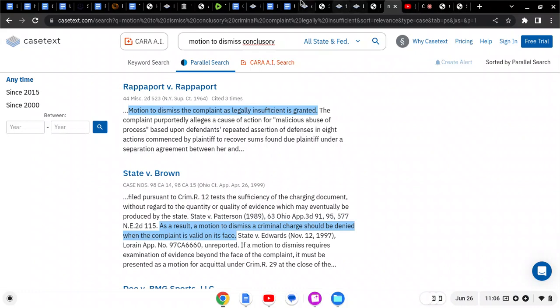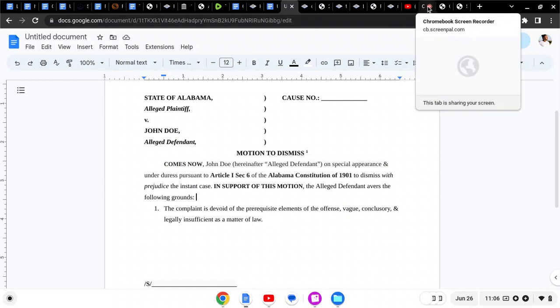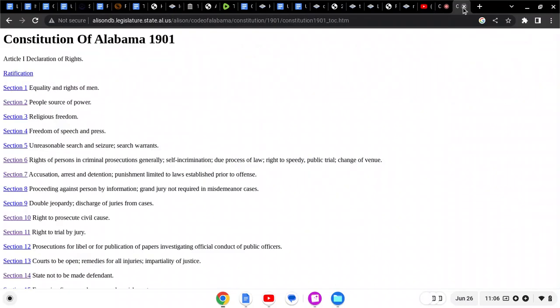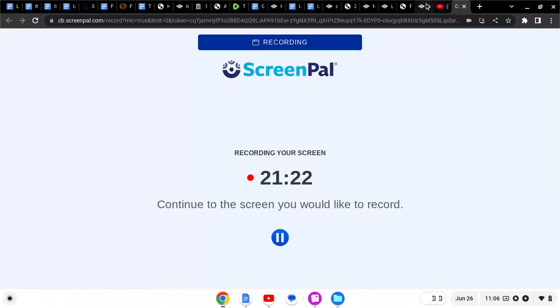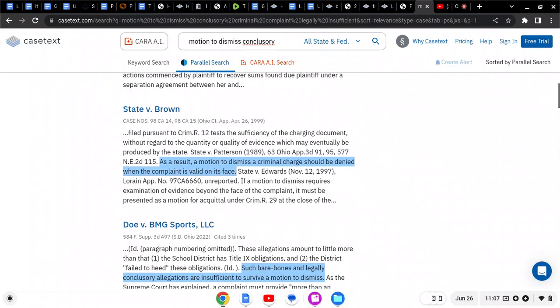So back to considering that now, I probably would just put a little bit. Well, I think I did. The complaint is devoid of the prerequisite elements of the offense. That's enough, because a good so-called judge is going to know what you're talking about when you put that in your complaint. And they always do this, y'all. They always allege conclusions. They never allege facts. It's very rare that they allege facts. They always do it in a conclusory manner.